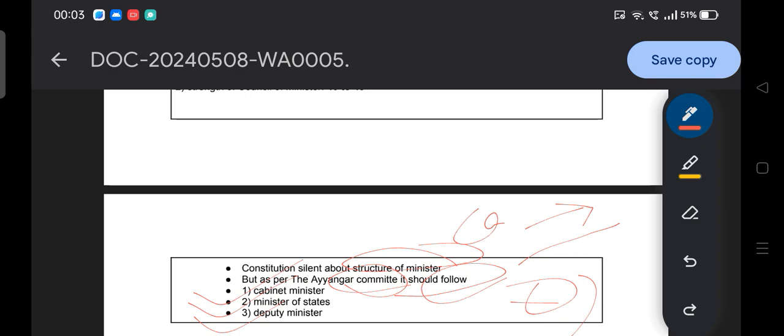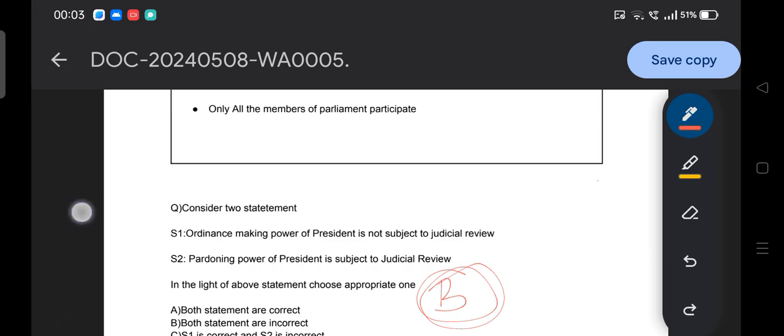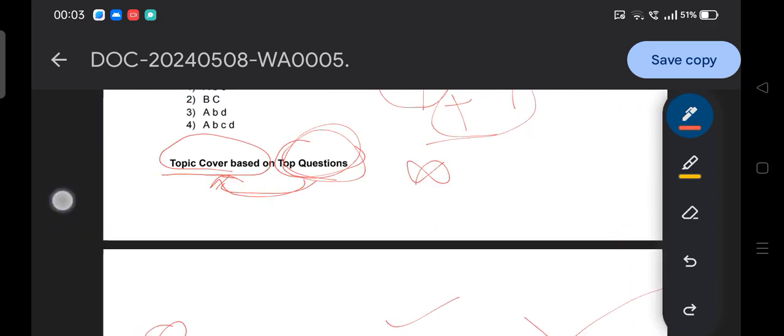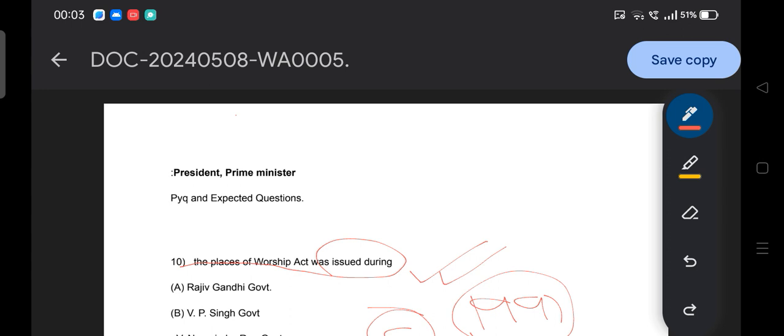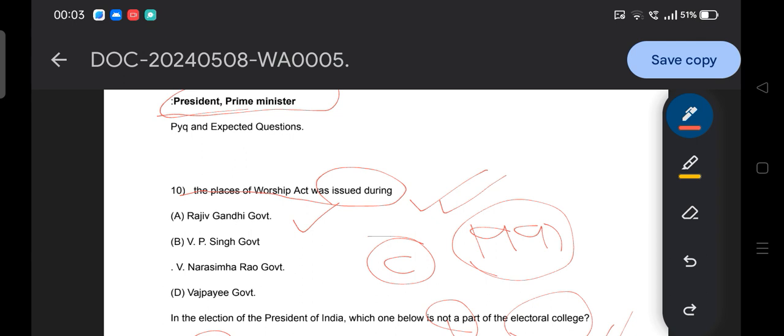Then now I am going to share with you. This is all about the president and the prime minister so far. We have discussed it. Now, as you may notice, this kind of question: the Places of Worship Act was passed under which prime minister, the Inter-State Council was created under which prime minister, or the Sarkaria Commission was created under which prime minister. So under this prime minister topic, I have taken extra effort to tell you about the different prime ministers and what was done under each of them.